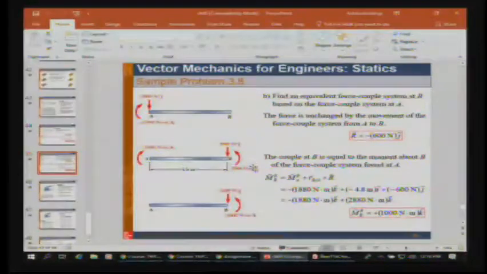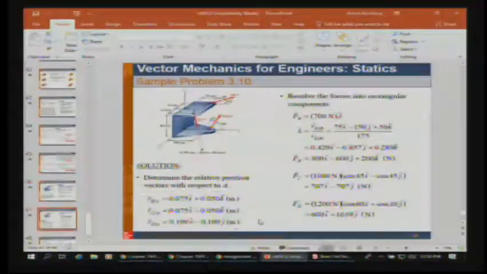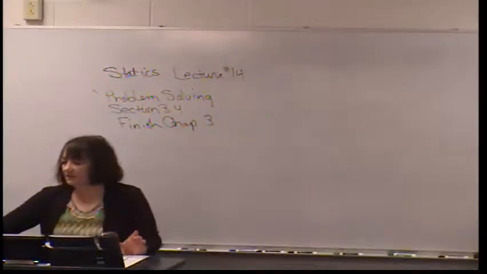So we combine these 2. We just take directions. And since this is 2-dimensional stuff, we add these together. We add negative 1,880 Newton meters to positive 2,880 Newton meters, and we get a couple in the amount of 1,000 Newton meters. All right, we're not going to do any 3-dimensional stuff. So that's kind of all of the material that we have in terms of our lecture.